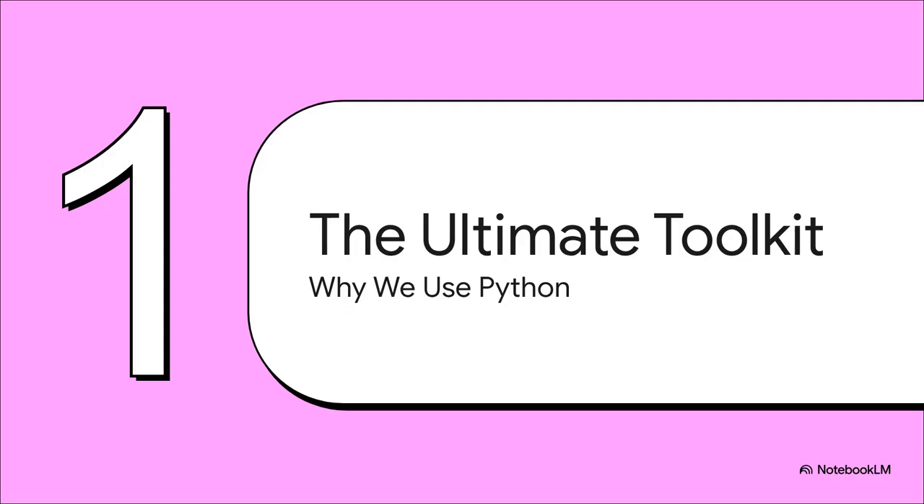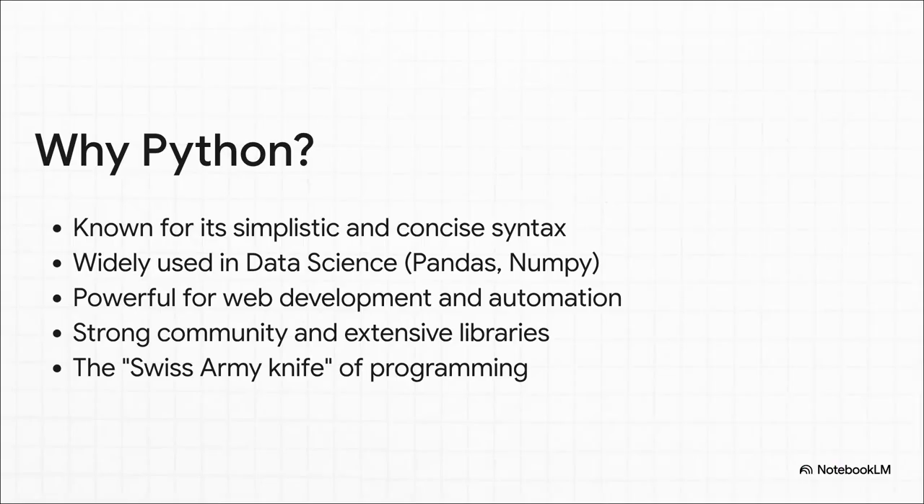For us, that tool is Python. So let's kick things off by figuring out exactly why it's the perfect language for a project like our inventory system. Python's biggest advantage, honestly, is its sheer versatility. The syntax is so clean and readable that you get to spend your time solving problems, not fighting with a language. It's an absolute beast in data science. You've got libraries like Pandas and NumPy, but it's just as good for building websites or automating boring tasks. That's exactly why people call it the Swiss Army knife of programming. It just does so much, and it does it all really well.